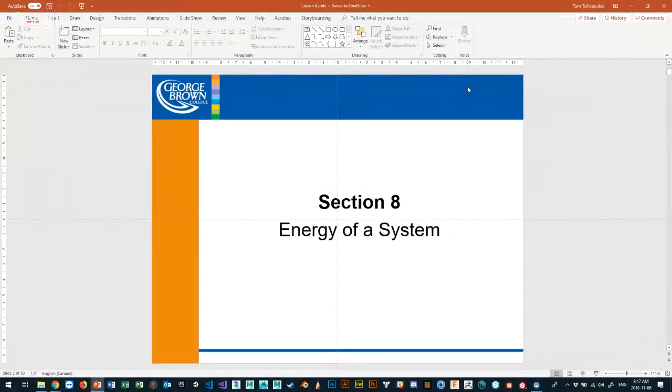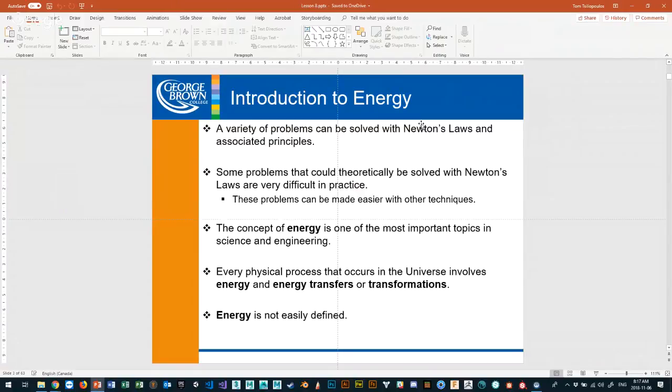So today we're talking about energy of a system, and this is interesting because it takes a different approach to what we've talked about before. So we have some stuff that we've been able to solve with Newton's laws and so on, but this is a key concept, energy of a system, when it comes to collisions.